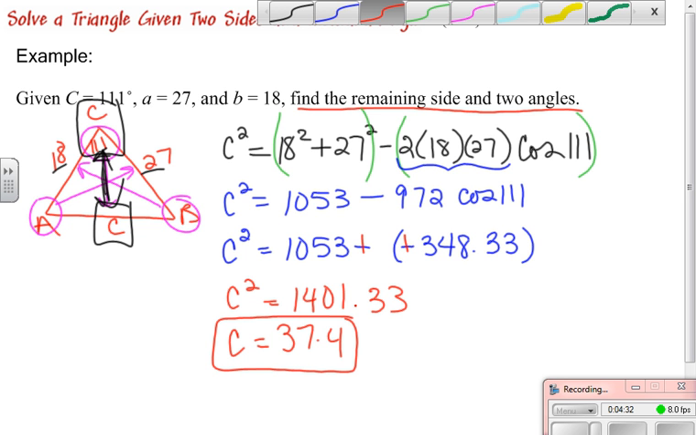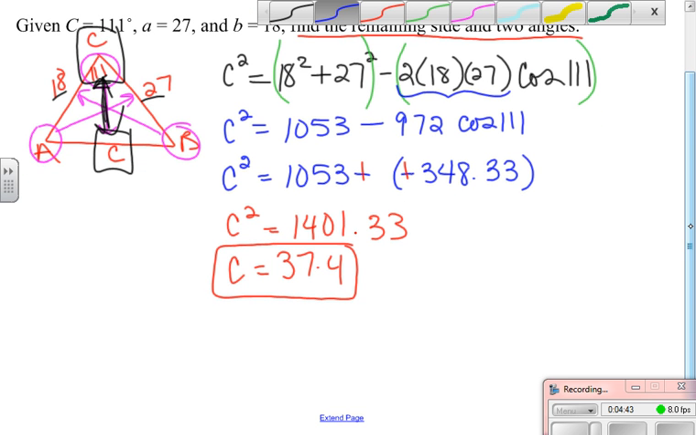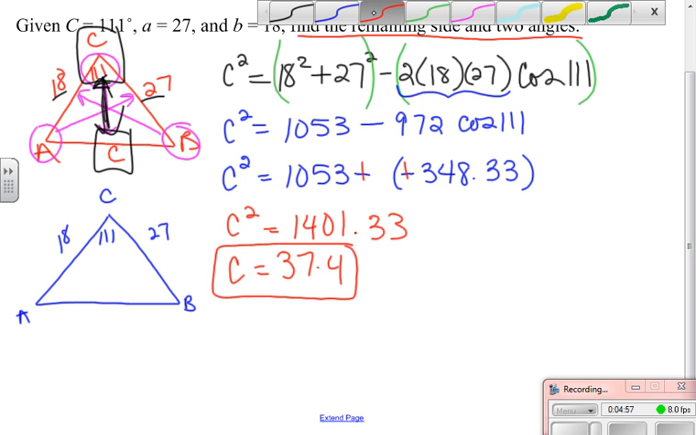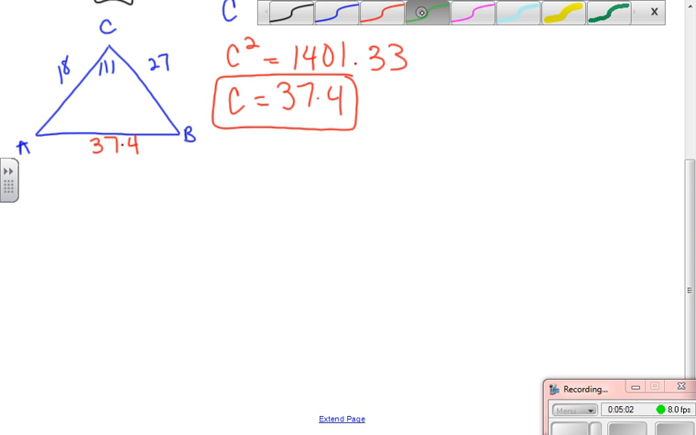Now, just like when we were doing law of sines problems, it's important to at least show your equation for the remaining steps, just in case you made a mistake. Partial credit can be awarded. So if I clean up my triangle over here, I had 111 for C, B, A, 18, 27. I now know this side is 37.4, so now I can go ahead and use a law of sines situation with those two and either A or B. So I'm just going to go ahead and use A.